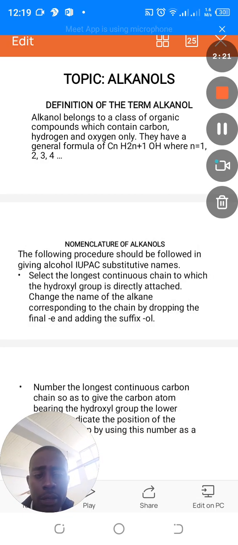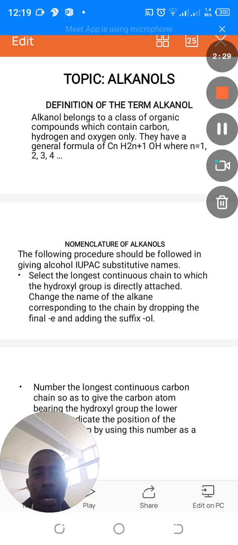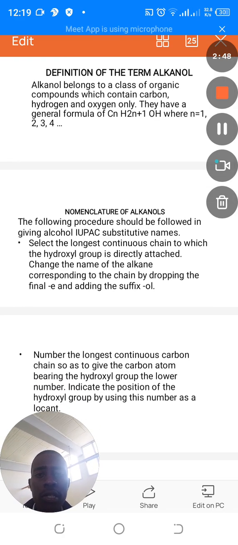So let us start by defining what alkanols are. So I want anybody who can volunteer and define for us this term alkanols. Yes, Evelyn? Alkanols are compounds made up of carbon, hydrogen, and oxygen. So actually that is absolutely right. Alkanols are a class of organic compounds which contain carbon, hydrogen, and oxygen as the only elements. They have a general formula of CnH2n+1OH, where n is any number.